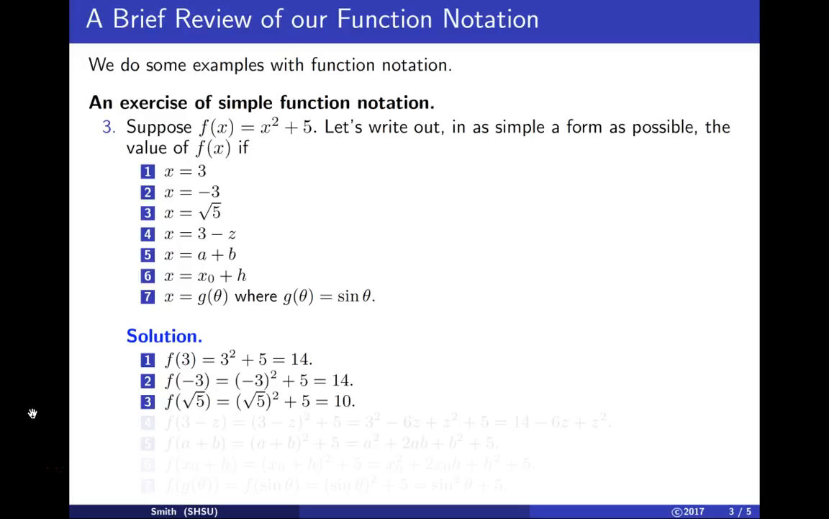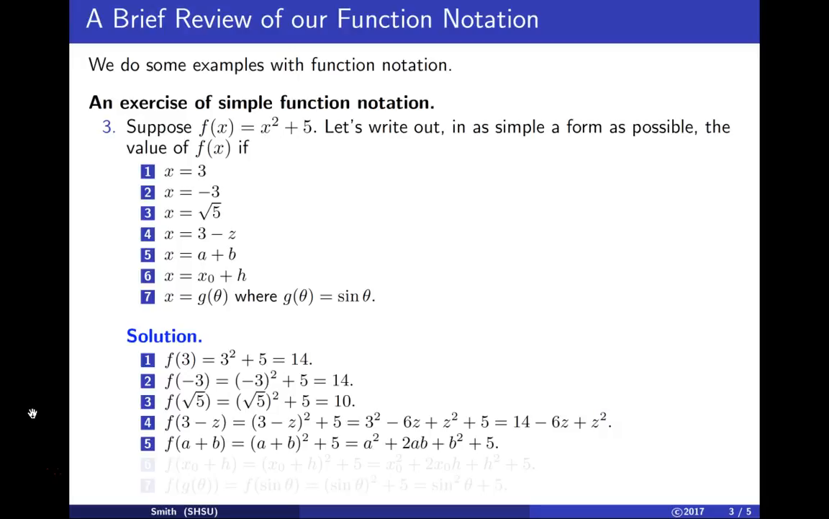If we plug in the square root of 5, we square the square root of 5 and then add 5. In our function, at each stage, whatever is inside the parentheses in the function notation, such as 3 minus z, replaces the x in the function notation. So f of 3 minus z is (3 minus z) squared plus 5, and we have to do some algebra. If we plug in a plus b, we do some algebra and get this.